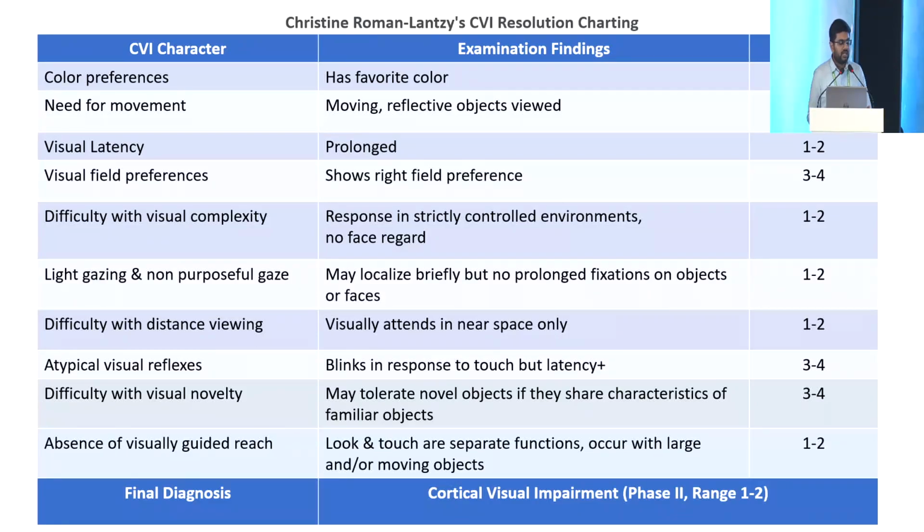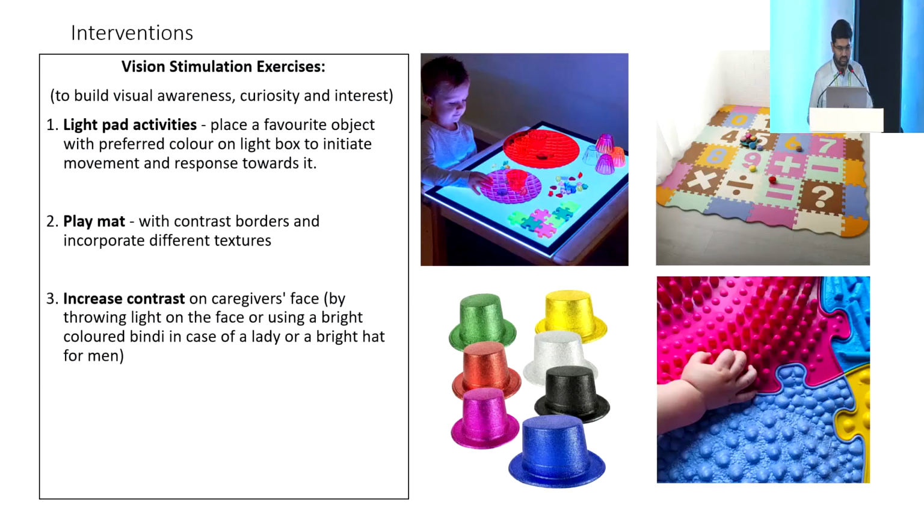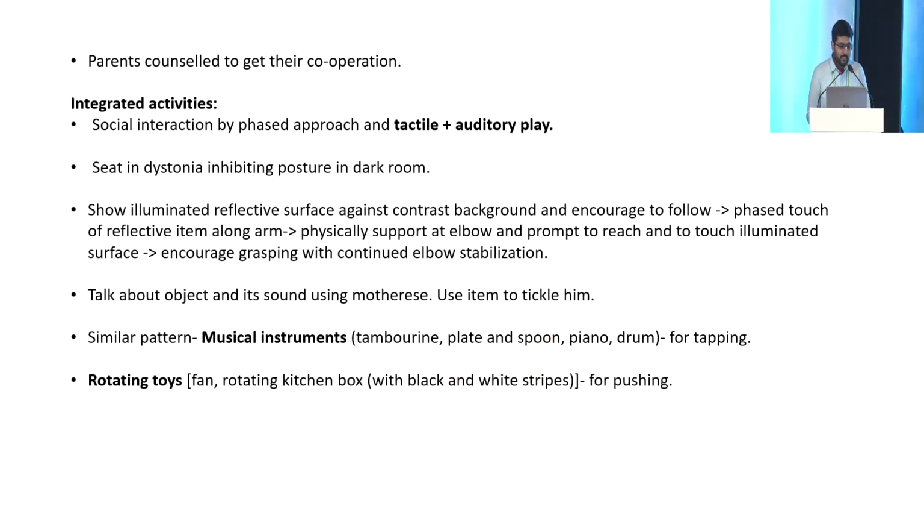A CVI resolution charting was done, and the child was found to have a final diagnosis of cortical visual impairment, phase 2, range 1 to 2, which is a very primitive stage of development, and he was way behind his peers of the same age. Vision stimulation exercises that were given were light pad activities, play mat activities with contrast borders and different textures. Increased contrast on the caregiver's face was introduced by throwing light or using bindis for women or a bright hat for males. Parents were counseled again, and integrated activities with tactile and auditory stimulation were carried out.